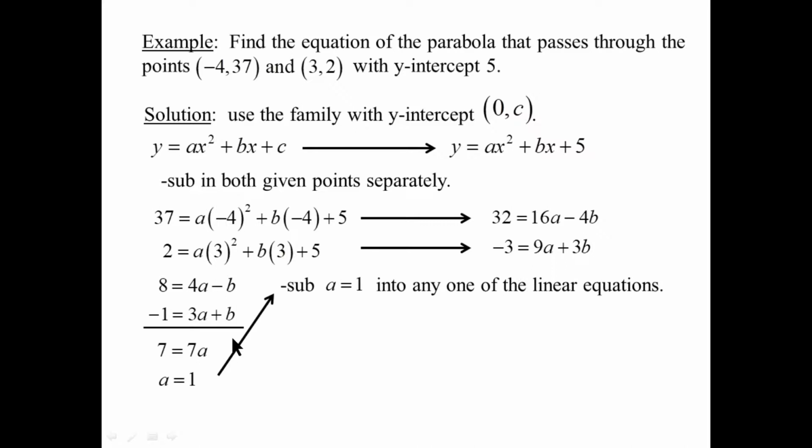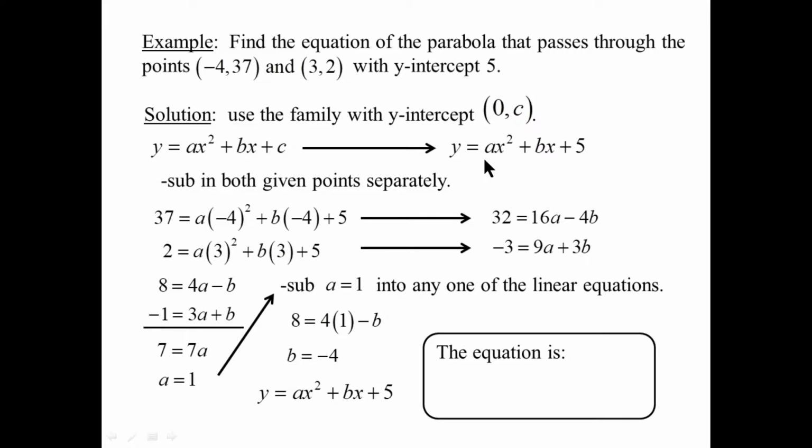Now we can take our a equals 1 and substitute it back into any of the linear equations. We could put it into here, we could put it into here, we could put it into either one of those two. I chose this one. 8 equals 4a minus b, subbing in 1. 8 equals 4 times 1 minus b. Solving for b, b equals minus 4. So we have our a and we have our b. And we have our template into which we will place our a and b. So the equation is 1x squared minus 4x plus 5.